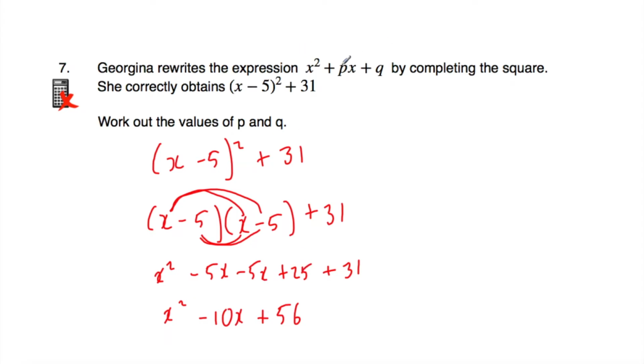But now we wanted to find the values of p and q. Well, p is going to be minus 10. So p is equal to minus 10, because that's the coefficient of x. And q is going to be equal to 56. q is equal to 56. And that's it. Okay, let's have a look at our next question, question number 8.